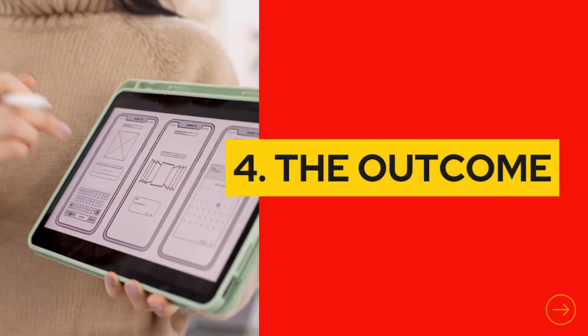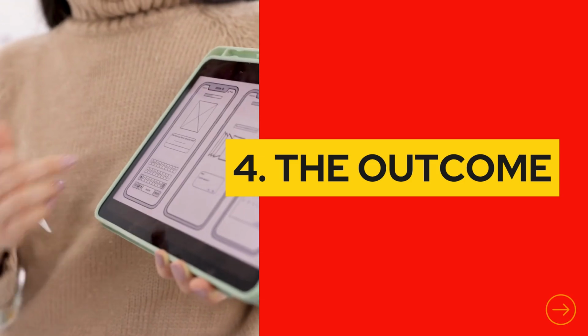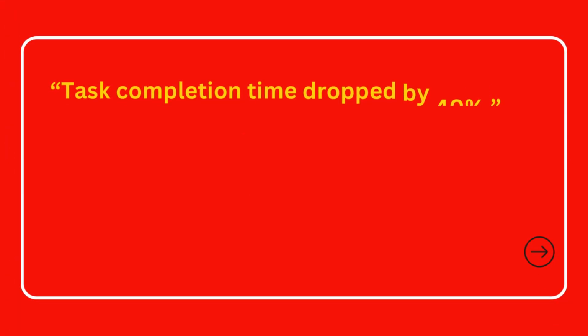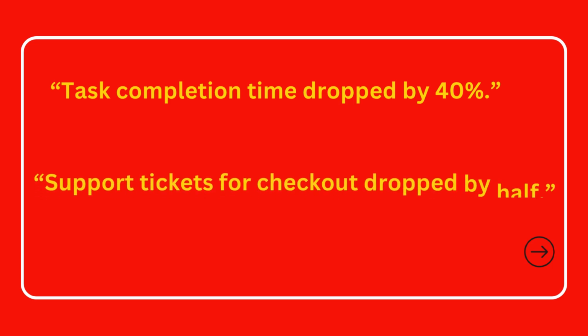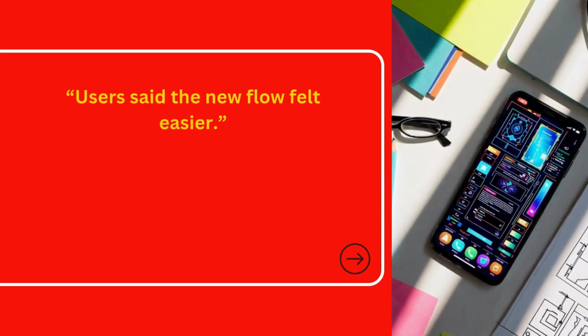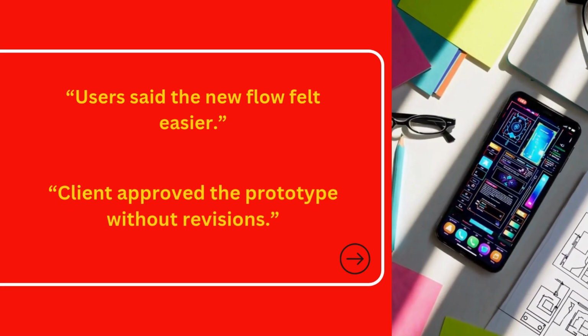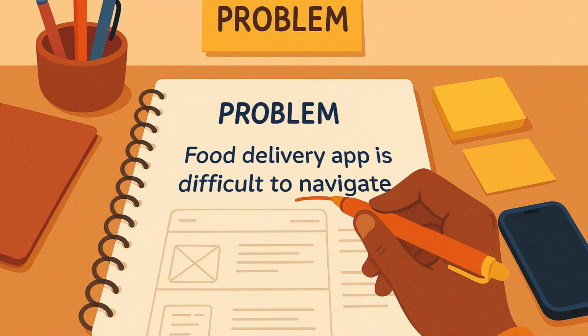4. The outcome. What happened? What changed? Quantify where you can. Task completion time dropped by 40%. Support tickets for checkout dropped by half. No data, no problem. Users said the new flow felt easier. Client approved the prototype without revisions. Always bring it back to the original problem.